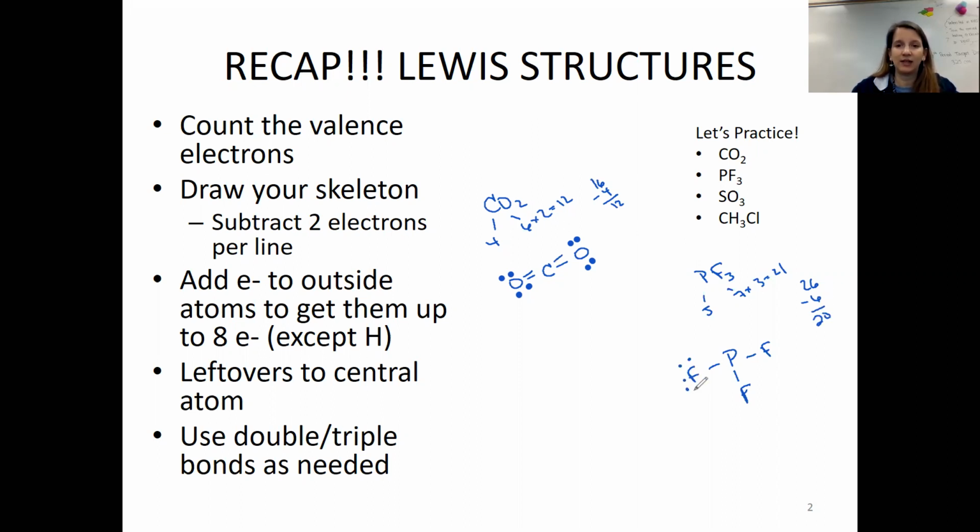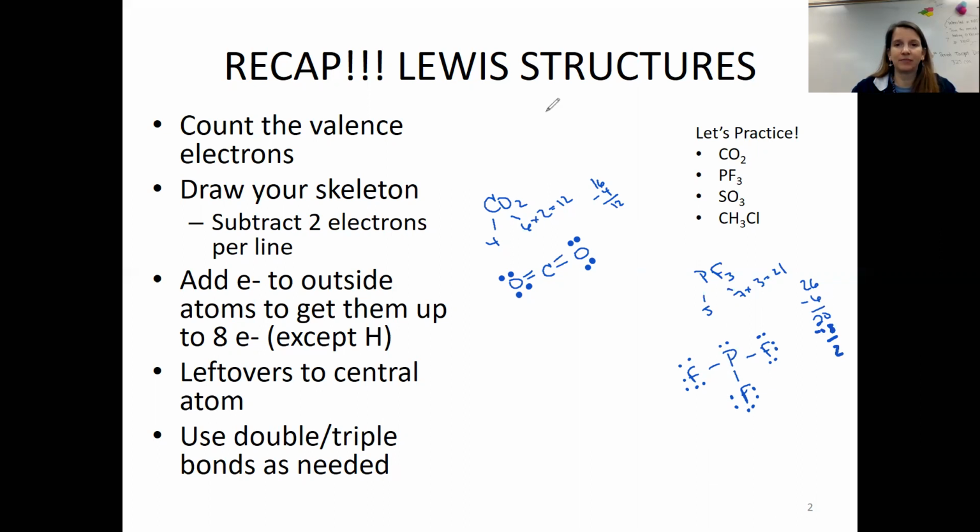You make the outside atoms happy first by getting everything up to 8 valence electrons, except for hydrogen, of course. So we just used 18 electrons. We've got 2 left. Those go on the central atom if you have any left over. And now everything has 8 valence electrons around it.